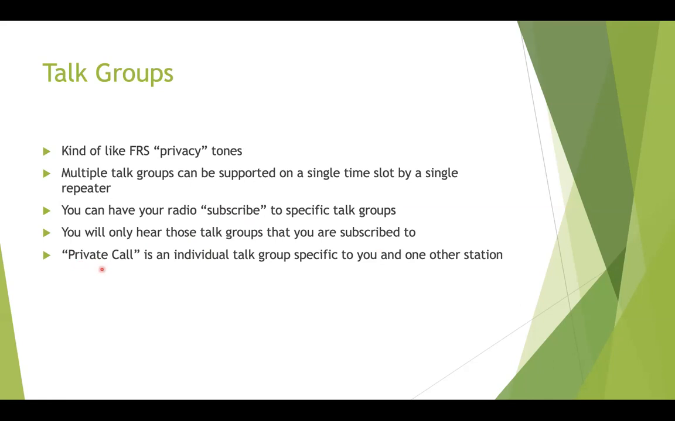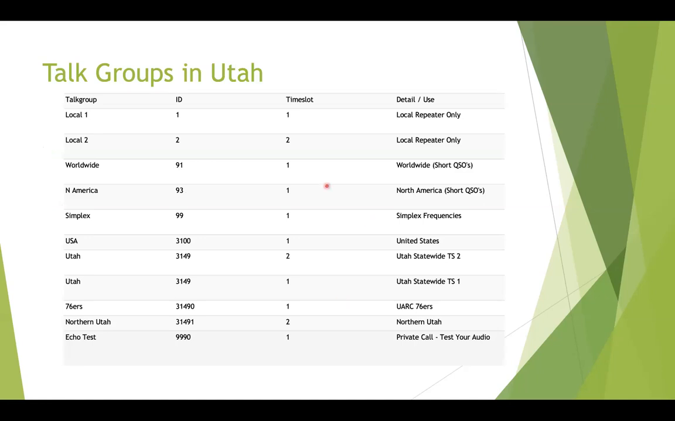You can also do a private call where you can set up essentially a one-to-one talk group that would only have you and one other station talking to each other. So here's a list of talk groups that are in Utah right now. So there's local 1 and 2, which is the local repeater only, time slot 1 and 2. There's a worldwide talk group, which is on time slot 1. There's a North America talk group on time slot 1. There's a Simplex talk group on time slot 1. There's a USA talk group on time slot 1. Utah only, so Utah statewide on time slot 2.